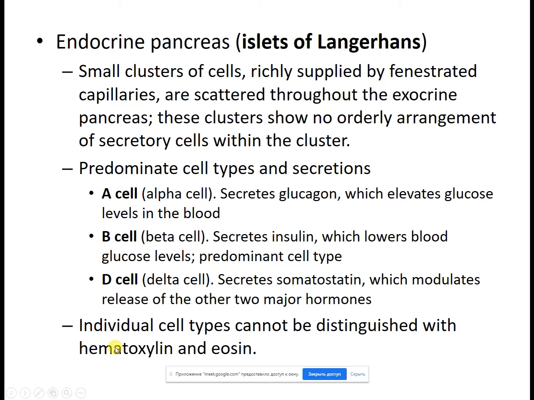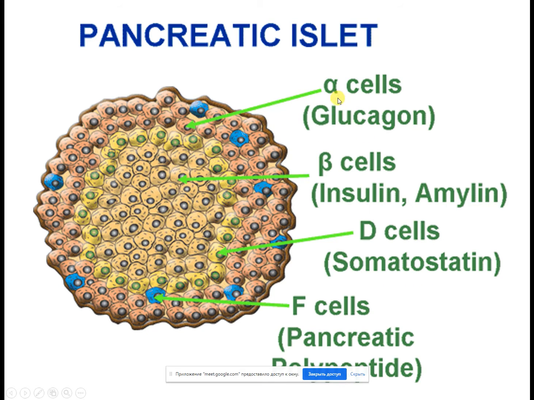Individual cell types can be distinguished with hematoxylin and eosin. Here we see alpha cells predominantly present in the periphery, beta cells present in a central pool, and D cells, somatostatin cells, present in the border between them.